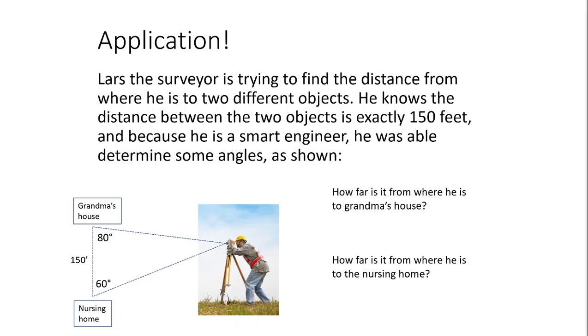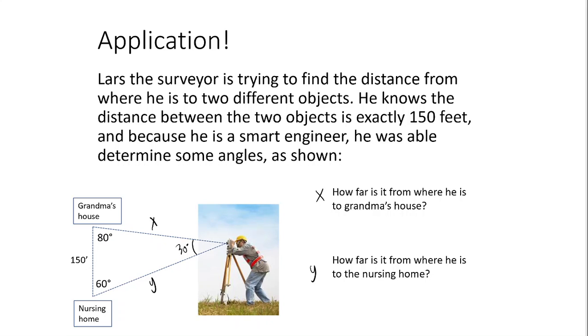This guy's a surveyor. He's looking through an instrument and he's got these angles, and he's looking for the distance. He knows the distance between grandma's house and the nursing home is 150 feet, and he sees these two angles. So we know that this third angle, because all the angles in a triangle add up to 180, must be 30 degrees. Okay. So how far is it from where he is to grandma's house? We'll call that x. And the other distance, how far from where he is to the nursing home, we'll call y.